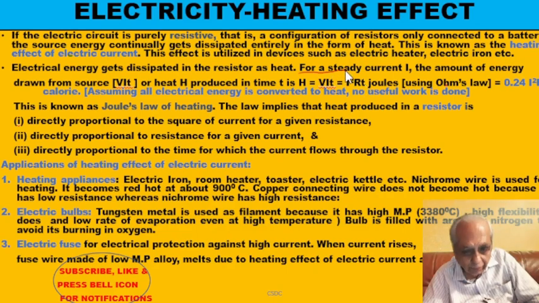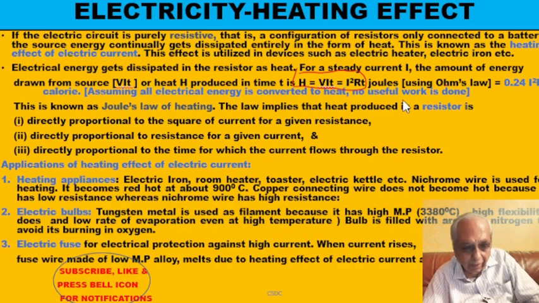So, heat produced is I square RT or VIT. Okay, so this is the heat energy produced. Now, this is in joules, but normally we find heat energy in calories, so we multiply by 0.24. So, heat energy produced is 0.24 I square RT calories. This is called Joule's law of heating.